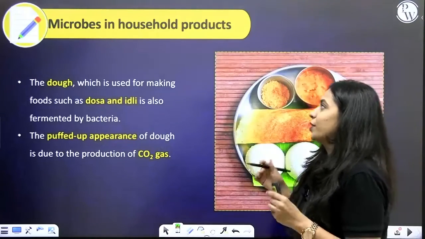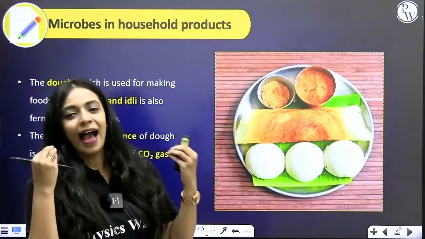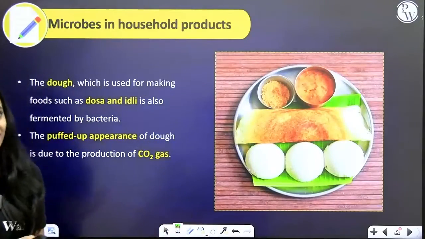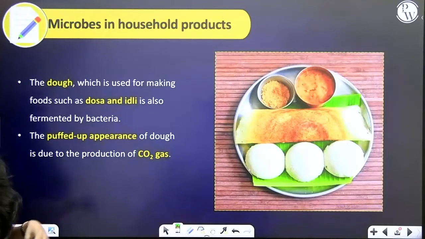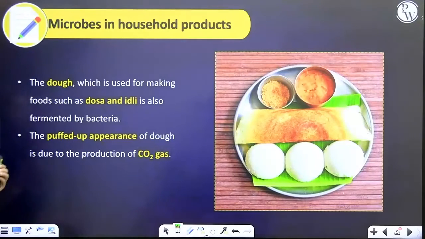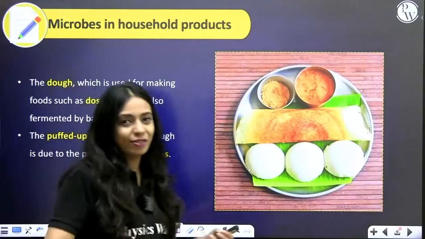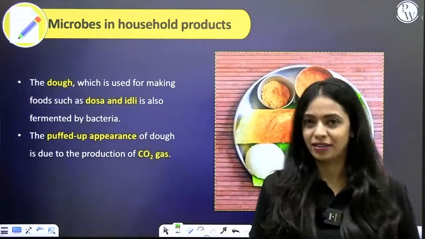Now let's talk about dosa and idli and the microbes that we use in cooking certain dishes. Whenever we have to cook dosa or idli, we make the dough, or what we call the batter.